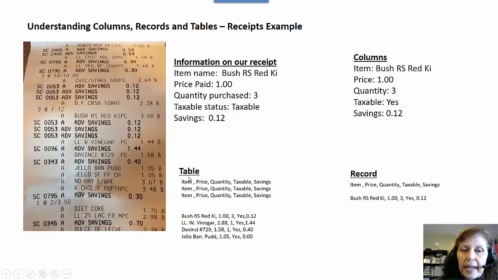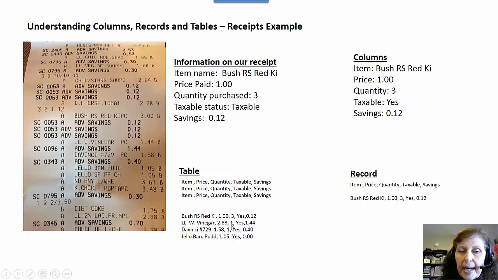Going one level further then, a table is a collection of records. So a record is a collection of columns. A table is a collection of records. And so all of the individual items that I purchased when I was at the store, those would make up my table. So here's a record for vinegar.